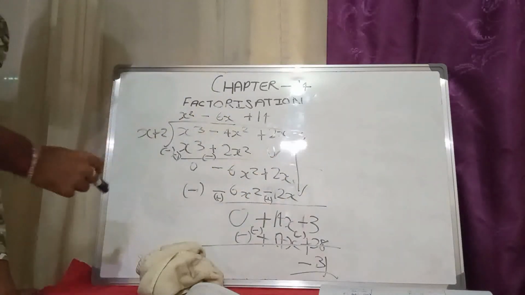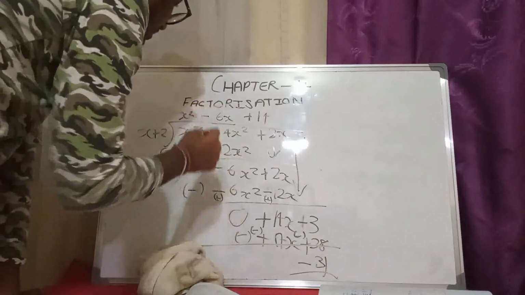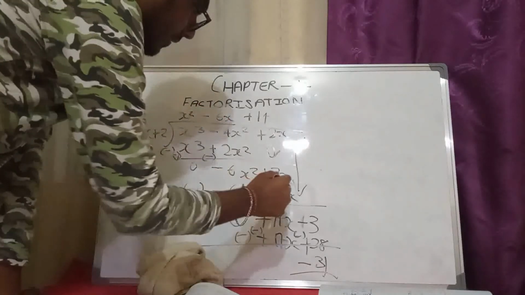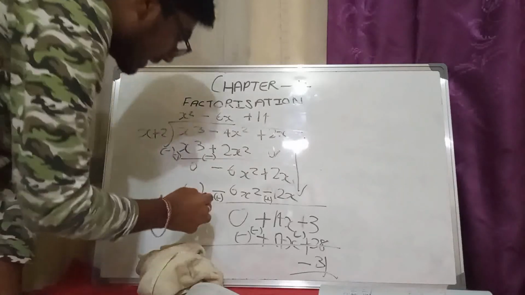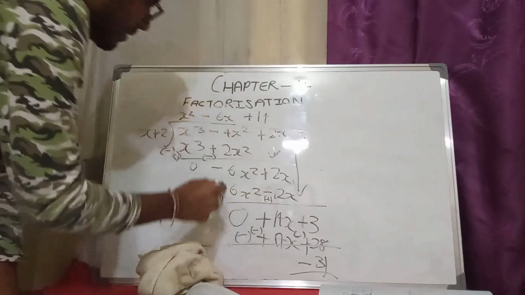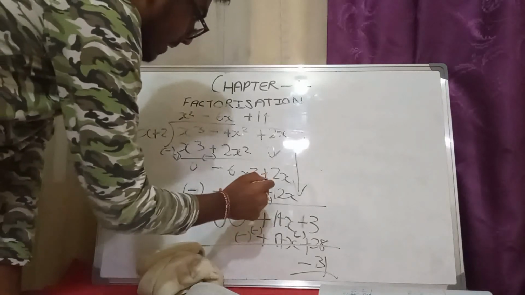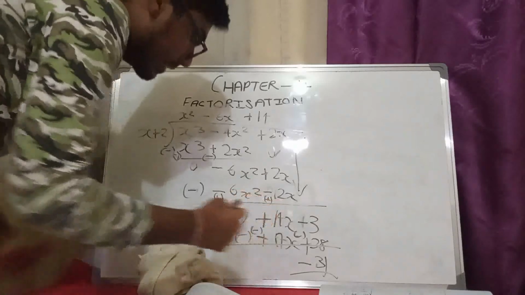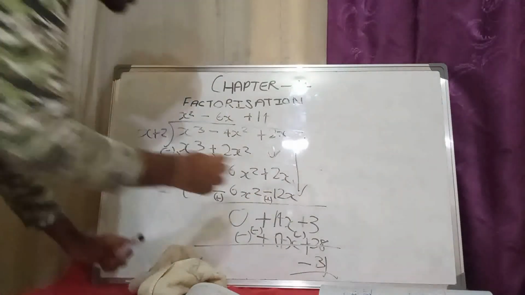Now again we are going to do the same way. X into negative 6x gives us negative 6x square. Then 2 into negative 6x gives us negative 12x. Now again subtraction, we do the additive inverse, and these become positive and positive. So negative 6x square with positive 6x square gives us 0, and plus 2x with plus 12x will give us plus 14x.